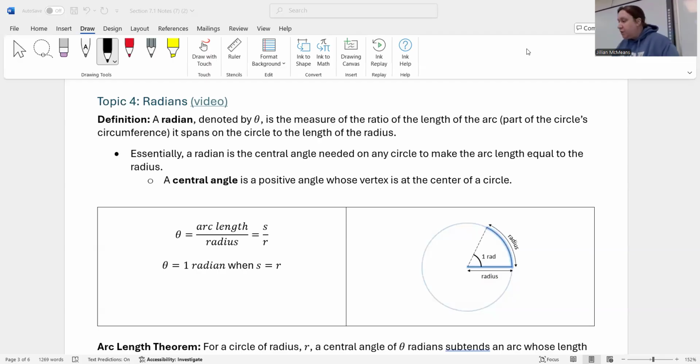Okay, for topic 4, we're going to discuss radians. And a couple of videos ago, we were talking about measuring angles. And I told you at that point we could measure angles in degrees or radians. In that video, we focused on degrees. We now need to introduce this idea of radians.